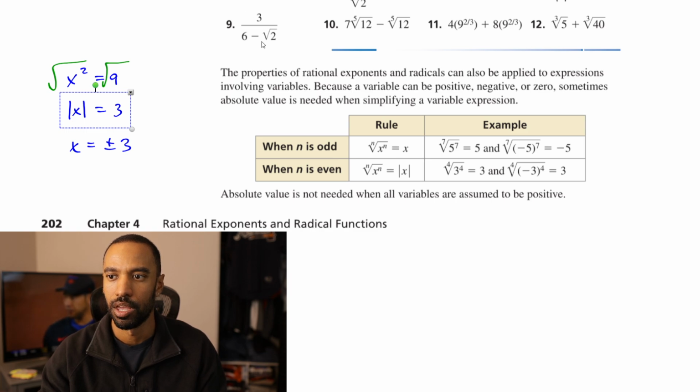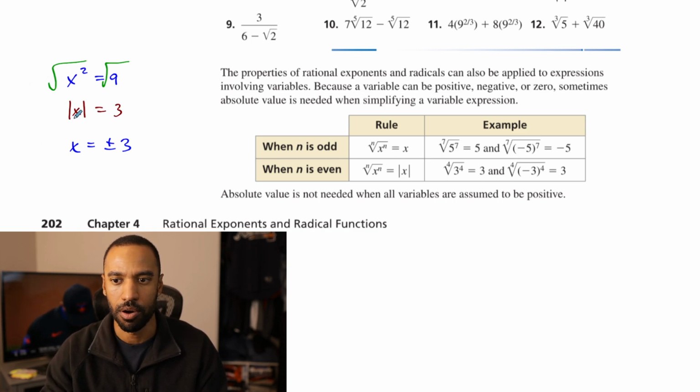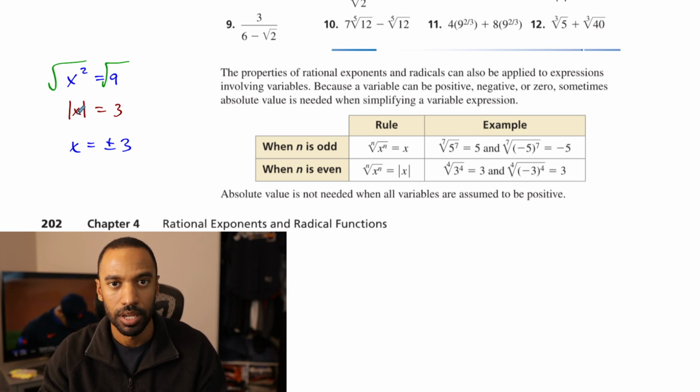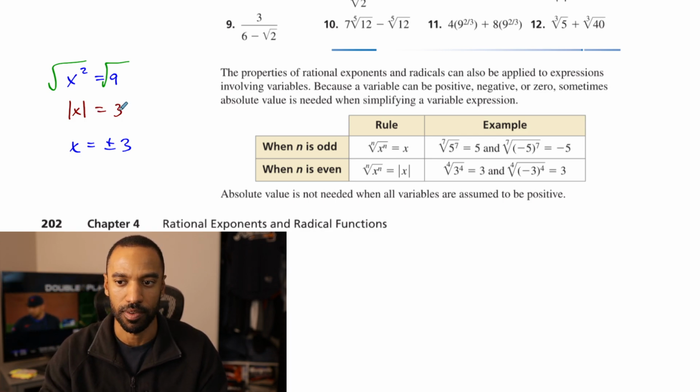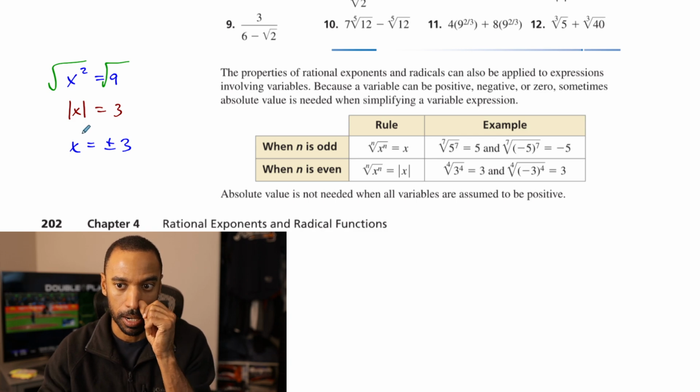Let me use a different color. What we don't use here is an intermediate step right here. We often just skip it and move on forward. But if you know anything about absolute values, the condition met here is if the absolute value of x is 3, x either equals positive or negative 3.